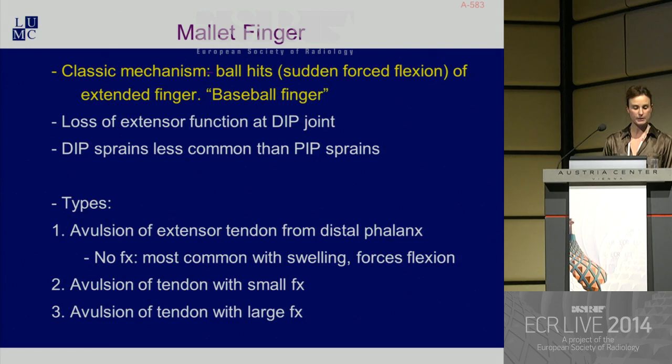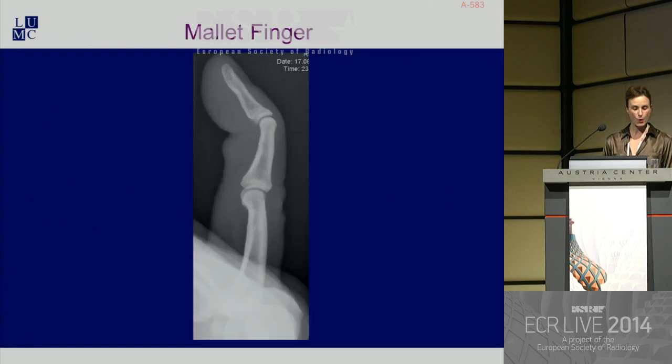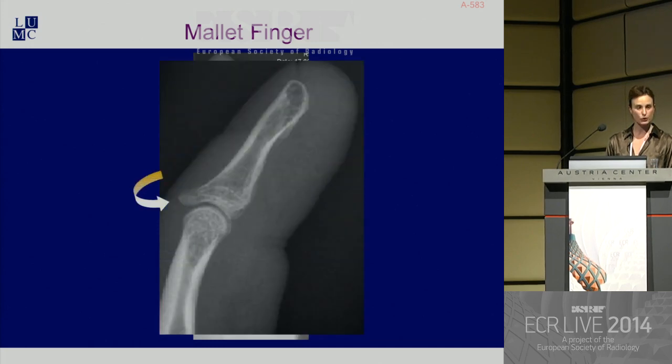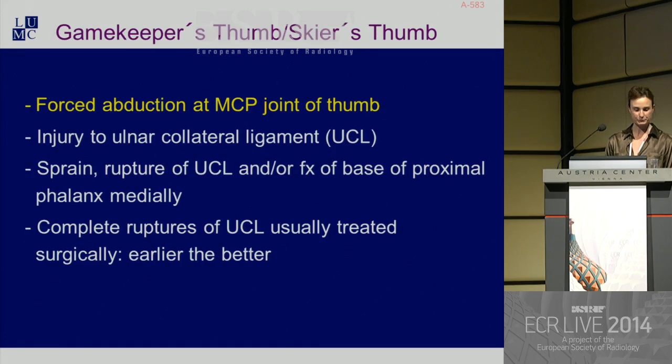The mallet finger, the mechanism of injury is the sudden forced flexion of an extended finger, which is also called the baseball finger. We have 3 different types. In type 1, we have the mallet finger with the classical deformity of the distal interphalangeal articulation, and we always have to perform a conventional X-ray in order to evaluate associated avulsion fractures. It is important, because if the fracture takes more than 30% of the articular surface, these patients are candidates for surgery.